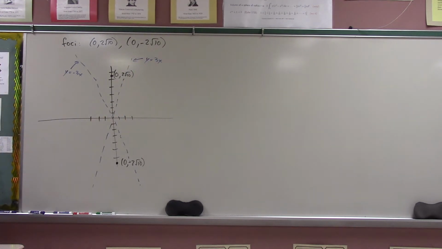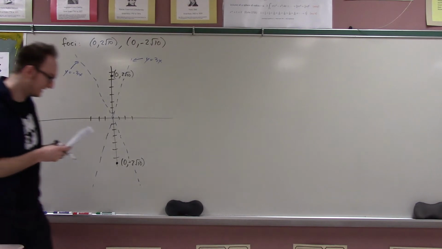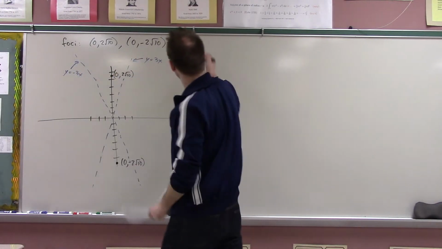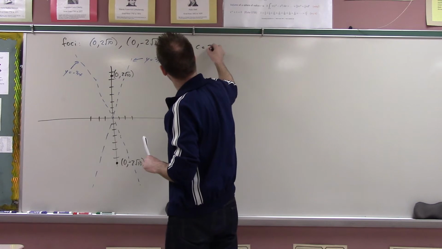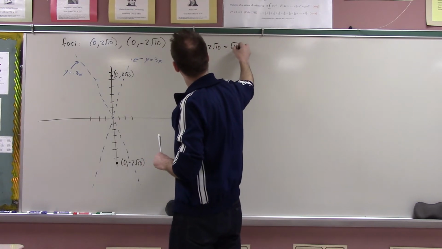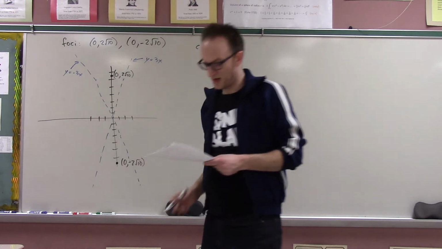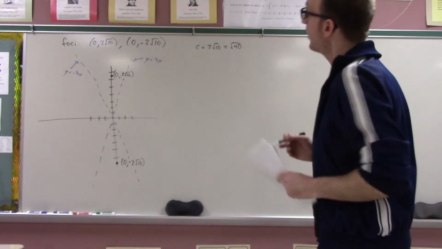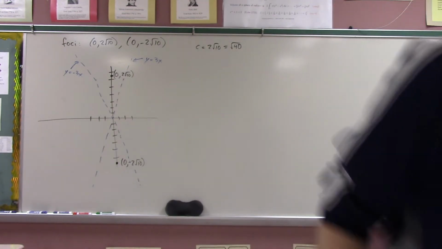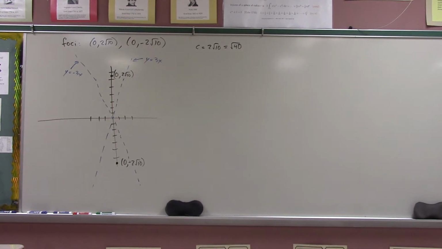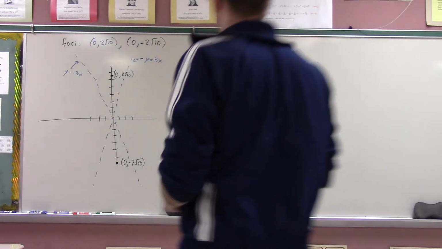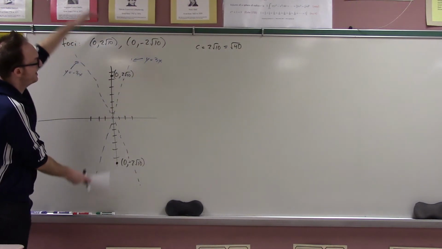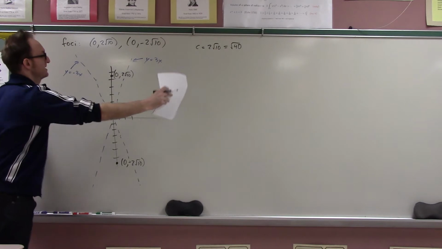And I want to find the hyperbola which has those foci and these asymptotes. Well, what do I know? I know what c is. c is 2 root 10, or root 40. And I know also that my hyperbola is vertical. And I know that the slope of the asymptotes is 3, which is just another way of saying that it's been stretched out by a in the y direction, and it's been stretched out by b in the x direction.